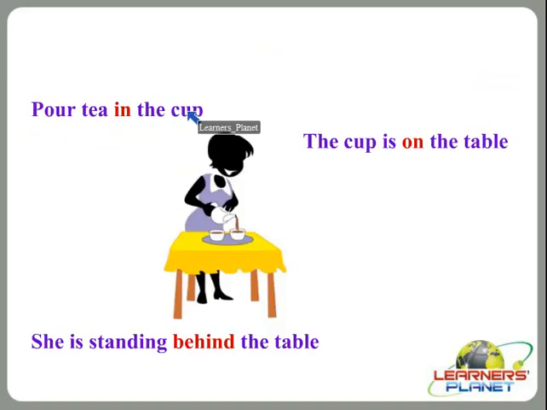Pour tea in the cup. In is the preposition in the sentence, pour tea in the cup. The cup is on the table. So the preposition is on. She is standing behind the table. Look where she is standing, behind the table. So behind becomes the preposition.